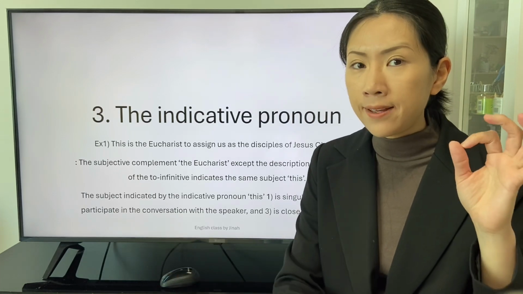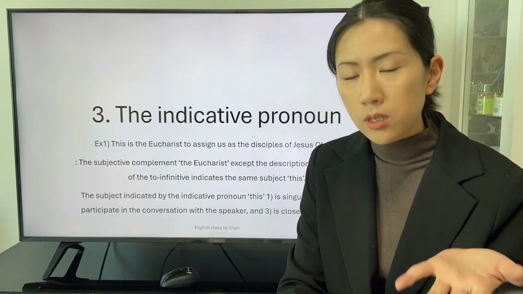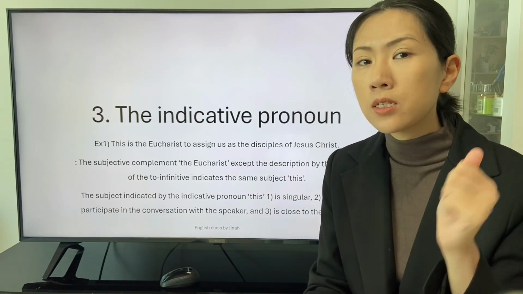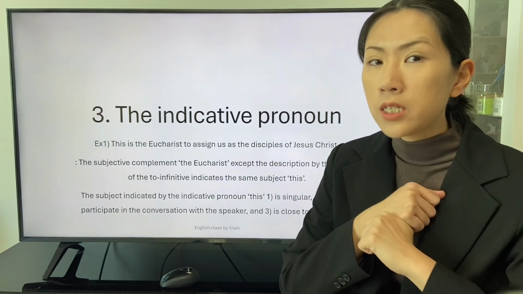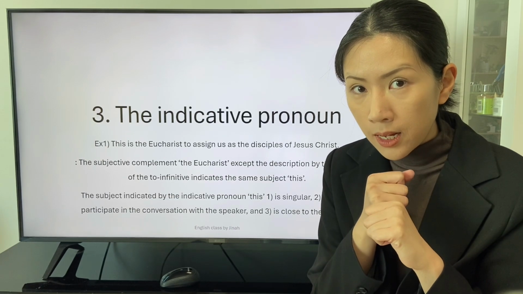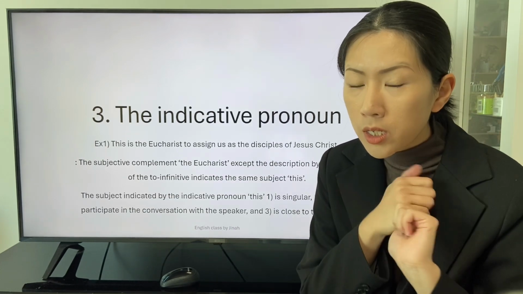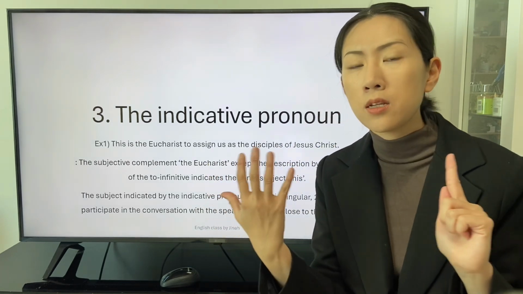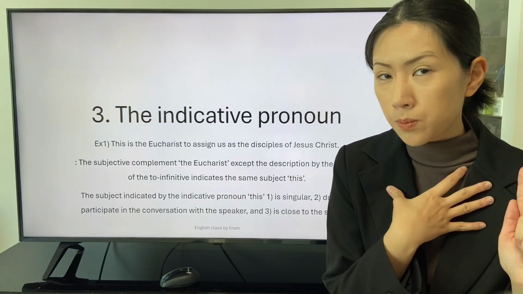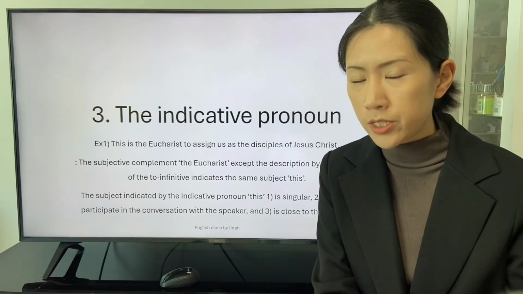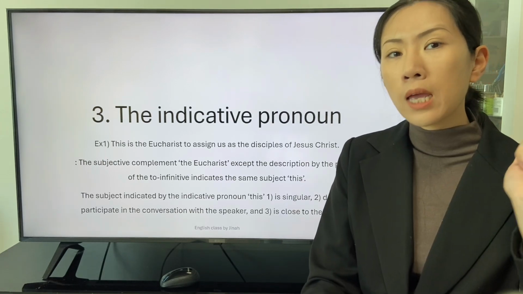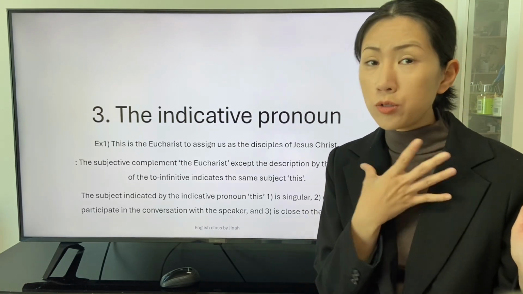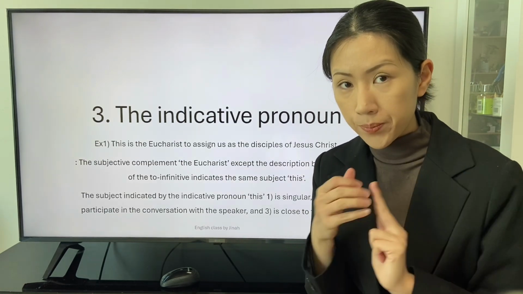The indicative pronoun this reveals that the object is singular. The object does not participate in the conversation between the speaker and the listeners. And the object is close to the speaker.